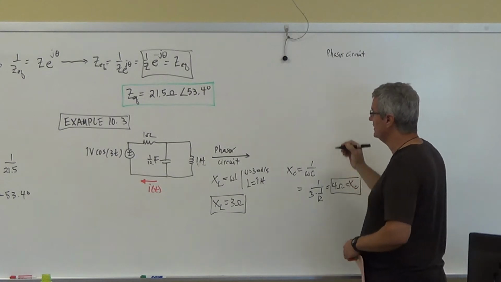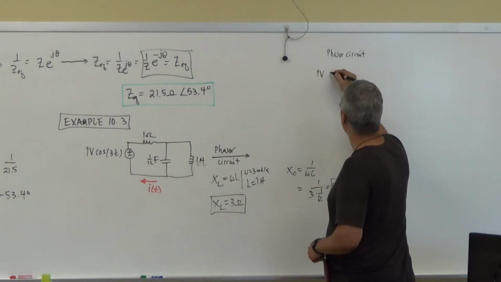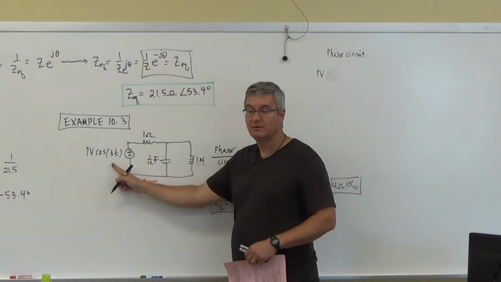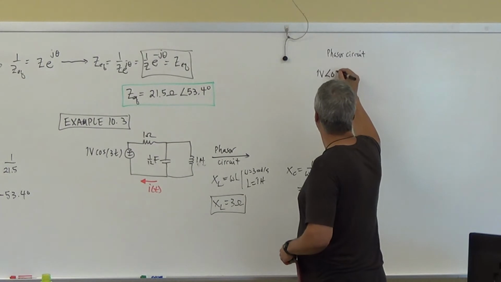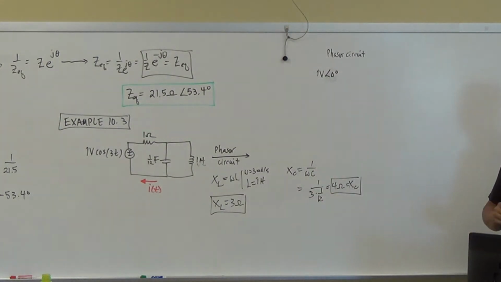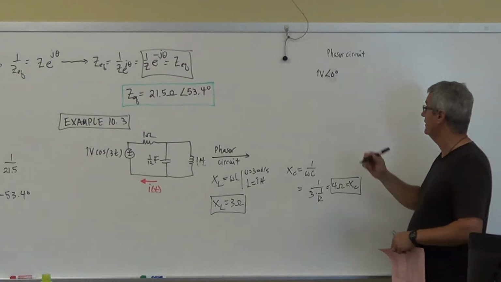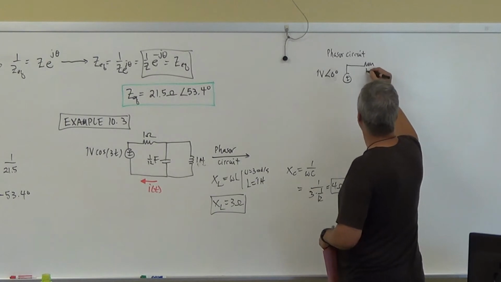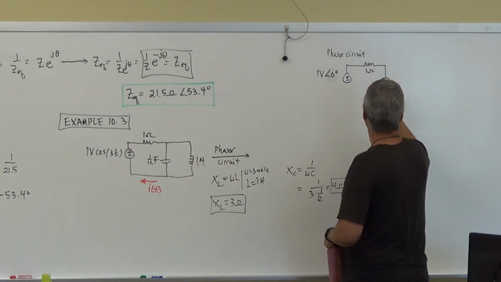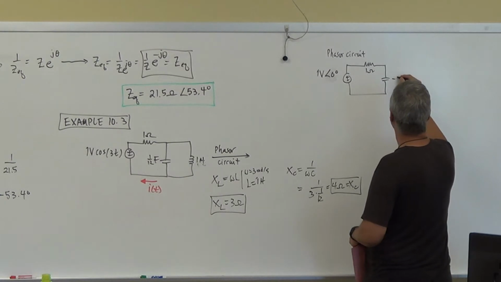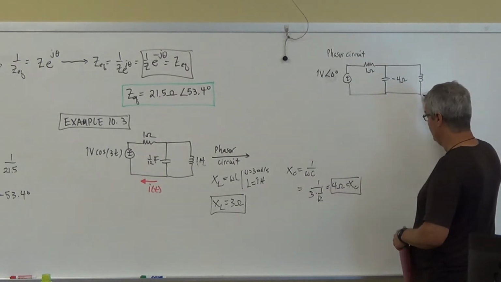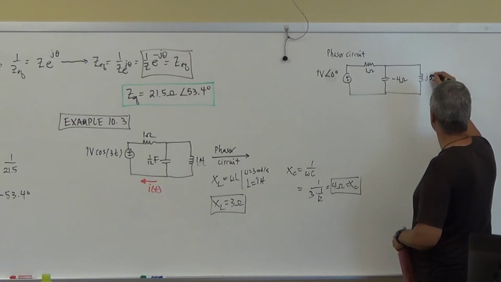My phasor circuit says that I have 1 volt. Do you see any phase here? No. Because there's no phase there, I put 0 degrees. Typically we don't put any 0 degrees, but I'm just putting it there to be as clear as possible. There's my source. Where's my resistor? This is a 1 ohm. Then I have my cap. I have to put in my minus J value here, so I have minus J4 ohms. Then I have my inductor, and this is going to be J3 ohms.